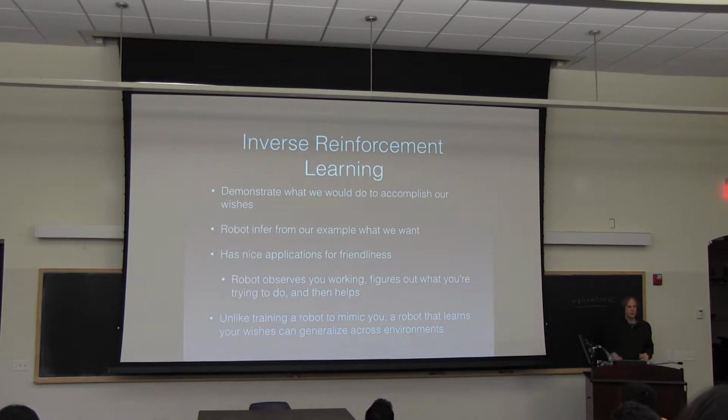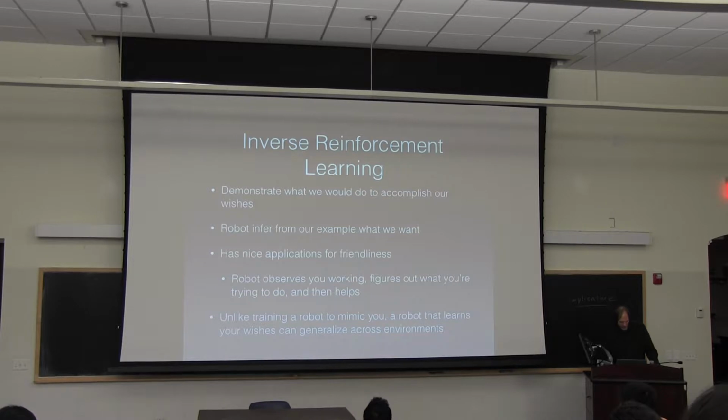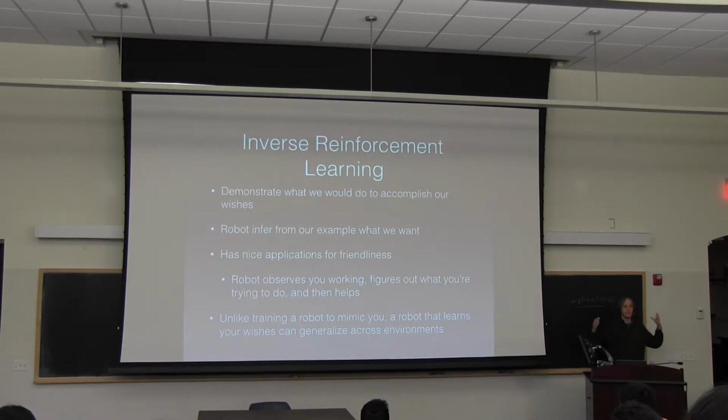So this has a lot of potential uses that make it very nice. And the other nice thing about learning this reward function is, unlike training a robot to mimic exactly how you behave, if it understands your wishes, it can generalize to new environments. Right? So if I change the way the world looks, it knows how to act because it knows the actual thing you're trying to accomplish. So getting the reward function out is very useful in that way.